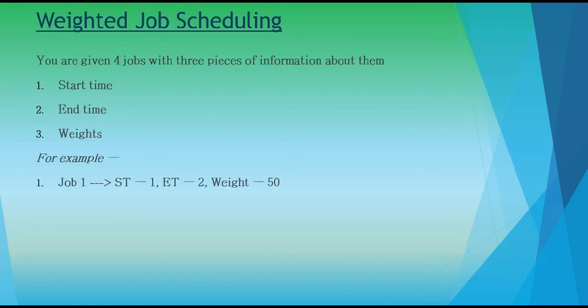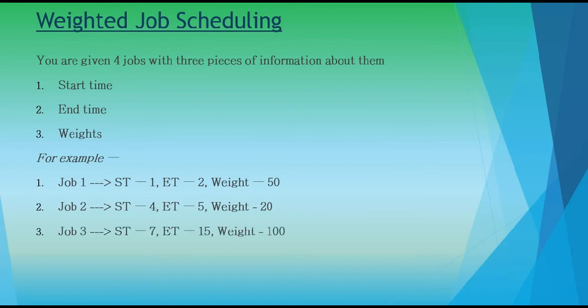For example, here is our job 1. The start time is 1, end time is 2, and its weight is 50. We have job 2. The start time is 4, end time is 5, weight is 20. Job 3, start time 7, end time 15, weight is 100. And last but not the least, we have job 4. The start time is 3, end time is 90, and the weight is 180.